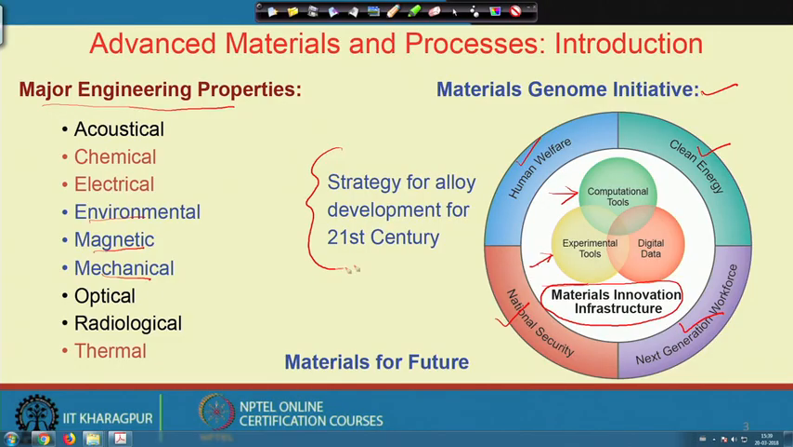So, this is a very innovative approach going on so far, often called a strategy for alloy development for the 21st century. And here, there are some important aspects we can see.